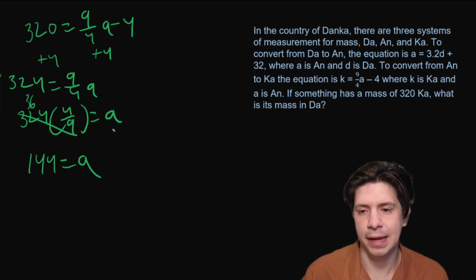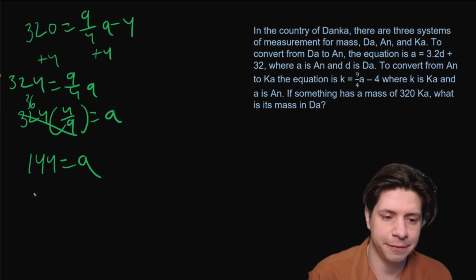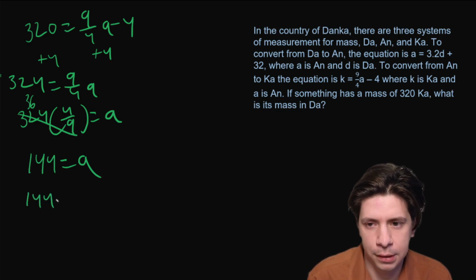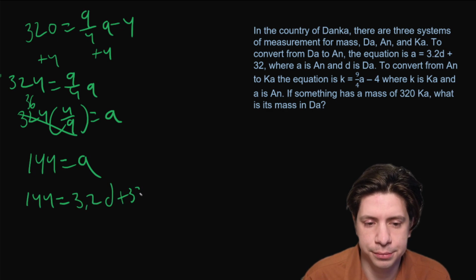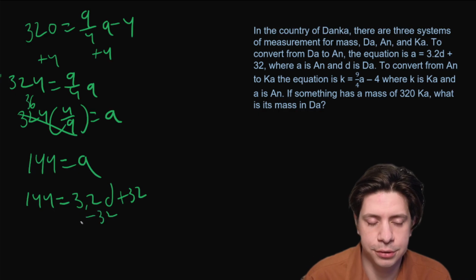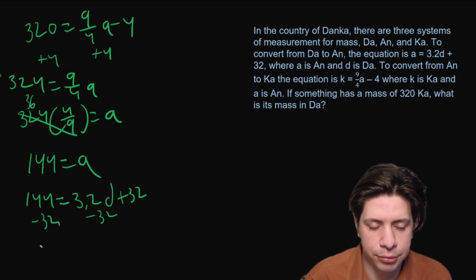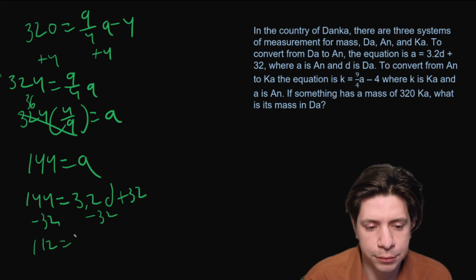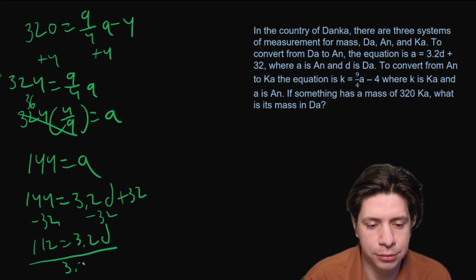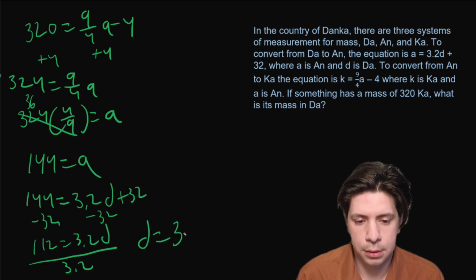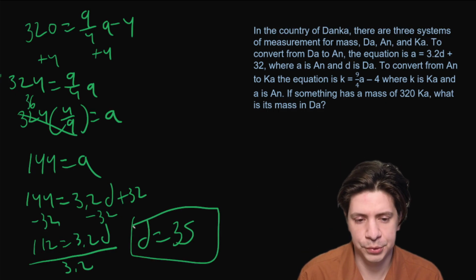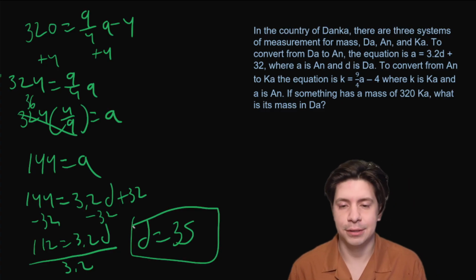And now once we have A, we could plug that into the first equation and find it from there. 144 equals 3.2D plus 32. So subtract 32, subtract 32, and you'll get 112 equals 3.2D, and then divide by 3.2, and you'll get D equals 35.